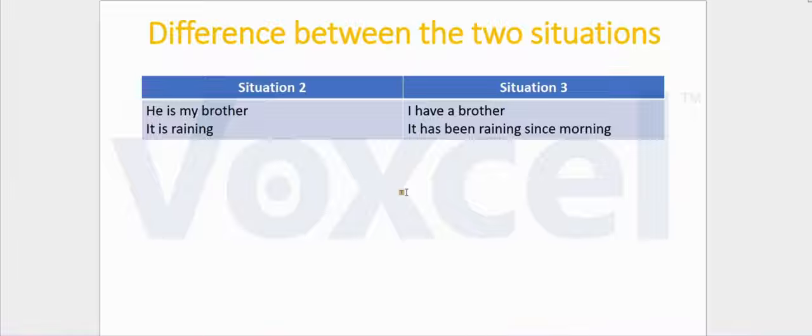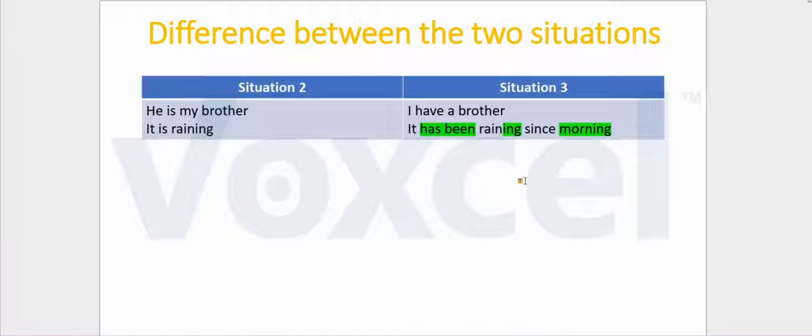So it is raining. You're just trying to tell what is happening at the moment. It is raining. But when you're trying to include the time reference, as I have told you earlier in situation number 3, you are trying to say it has been raining since morning. So you are adding morning as a time reference. So you will use present perfect continuous: has plus been plus verb with ing, the gerund form. So it has been raining since morning.